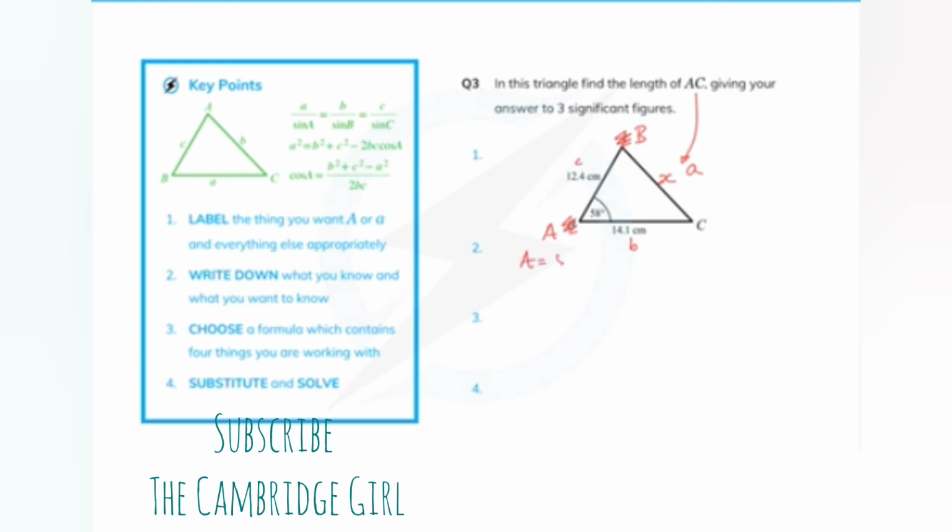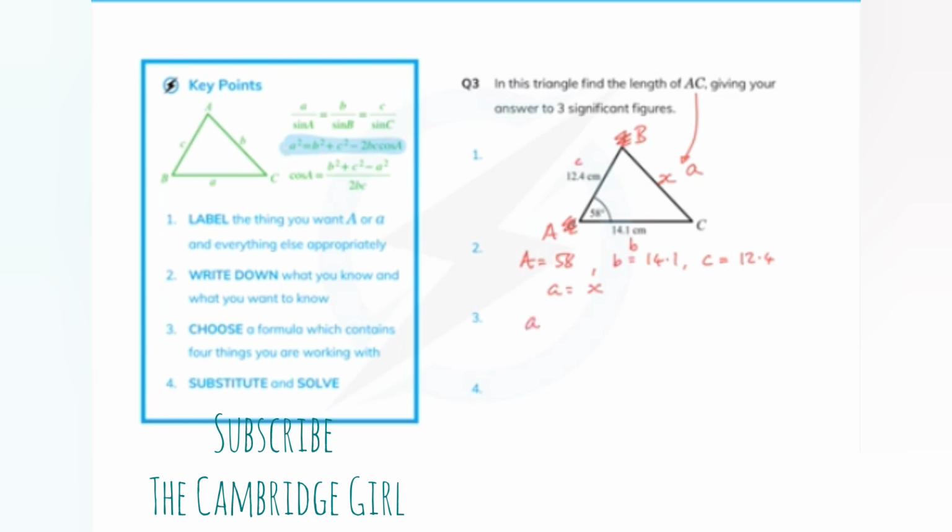Well, I know big A is 58, I know little b is 14.1, and I know little c is 12.4, and I'm trying to find what I've called little a, but I've also called it X, just to give it a name. And now I can choose my formula. Again, little a, little b, little c, and big A is what I'm trying to find, and that is that formula there. Actually, I'm trying to find little a, aren't I? So let's go for this formula here, that would be better.